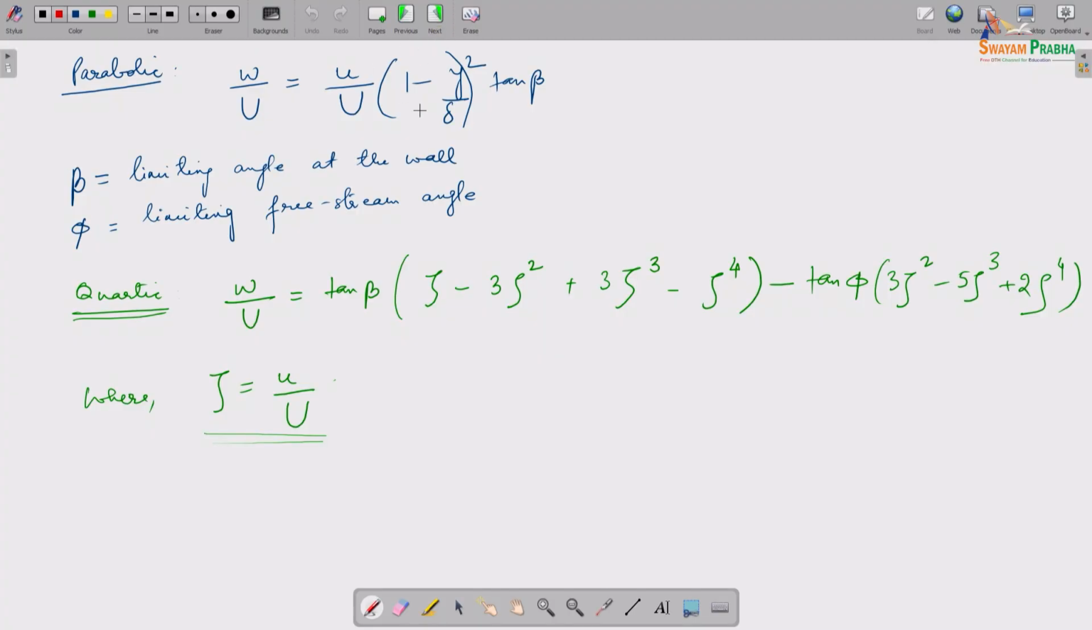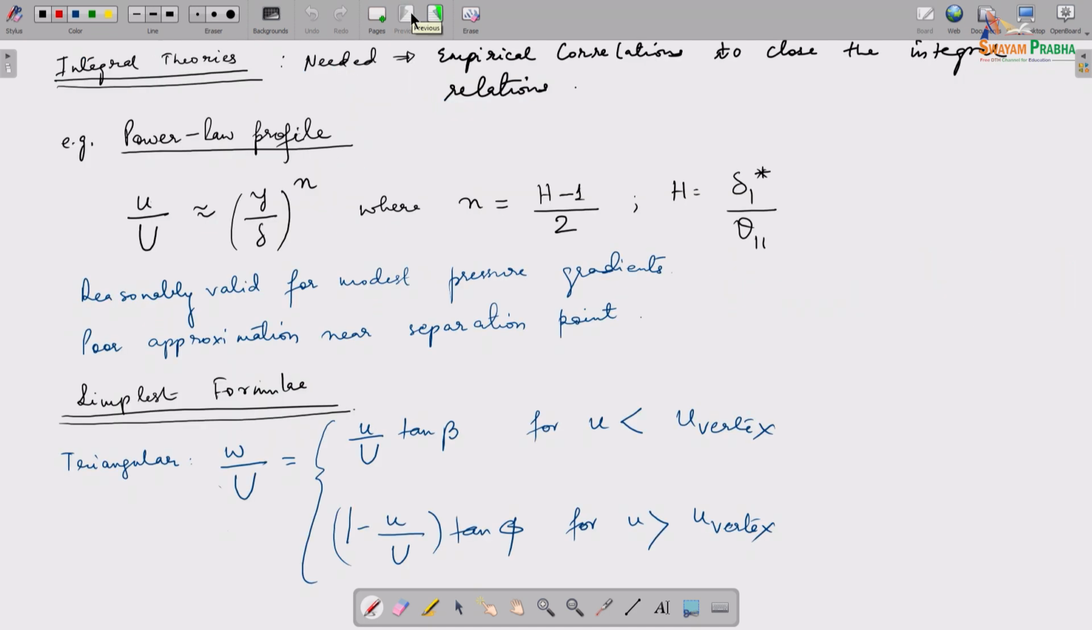This is okay as far as modest pressure gradients are concerned, but it does not work very well near the separation points. And then we took the simplest of formulas, the triangular rule. So, we looked at triangular and parabolic. You can see that here. This is going to result in a parabolic polynomial, and this one is like triangular.